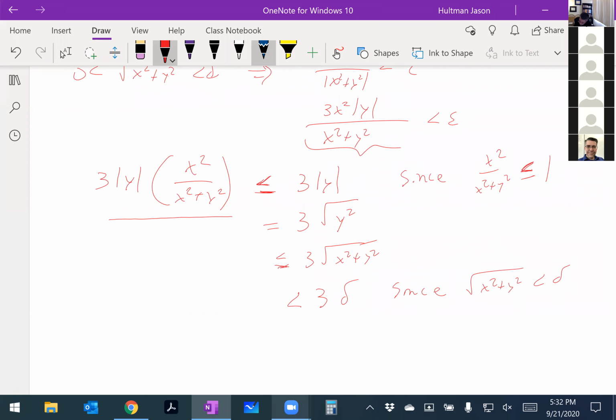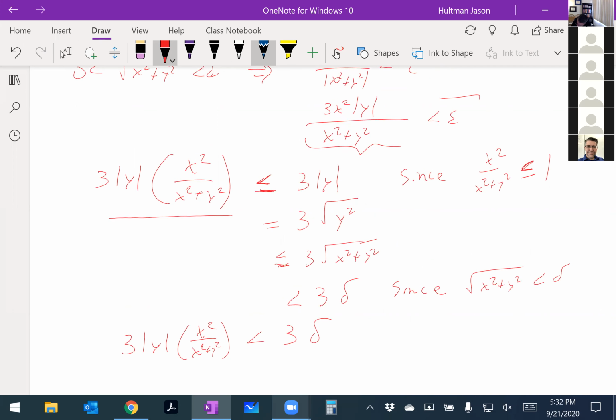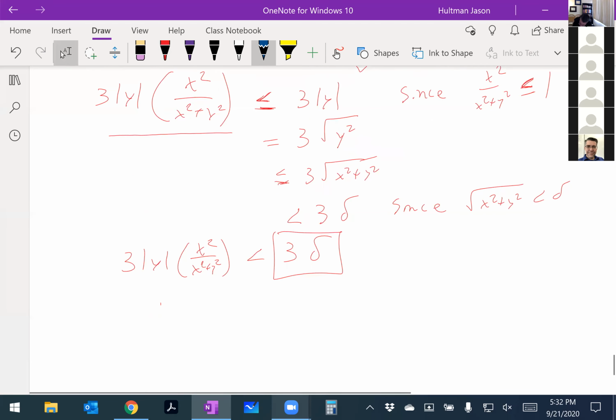Okay, boom. So what's the net result? The net result is that we have 3 absolute value of y, x squared over x squared plus y squared, is less than 3 delta. So what do we know? We know that epsilon is equal to 3 delta. There you go. So let epsilon equal 3 times delta.